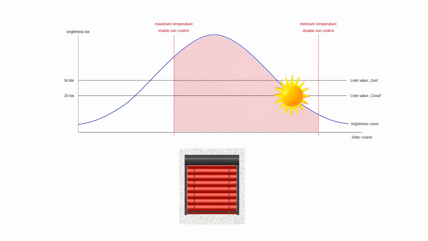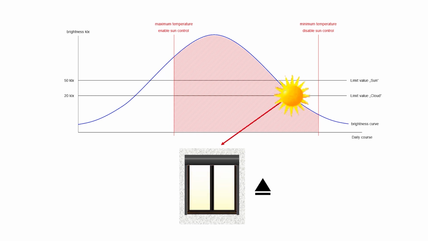The sun control triggers the up command when the cloud limit value is within the temperature window. When the preset cloud limit value is reached and then falls below the limit value, the sun shading product is raised, triggered by the sun control. When the cold limit value is reached, the sun control is disabled. Reaching and falling below the cold limit value could not trigger any further movement.